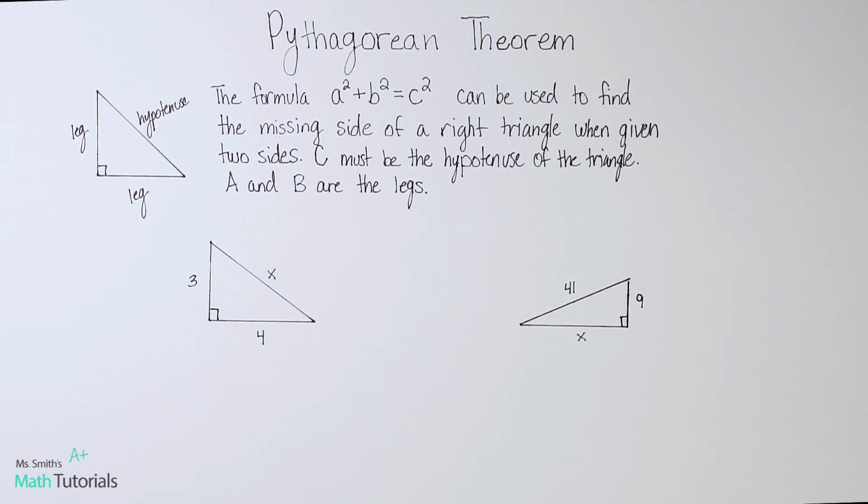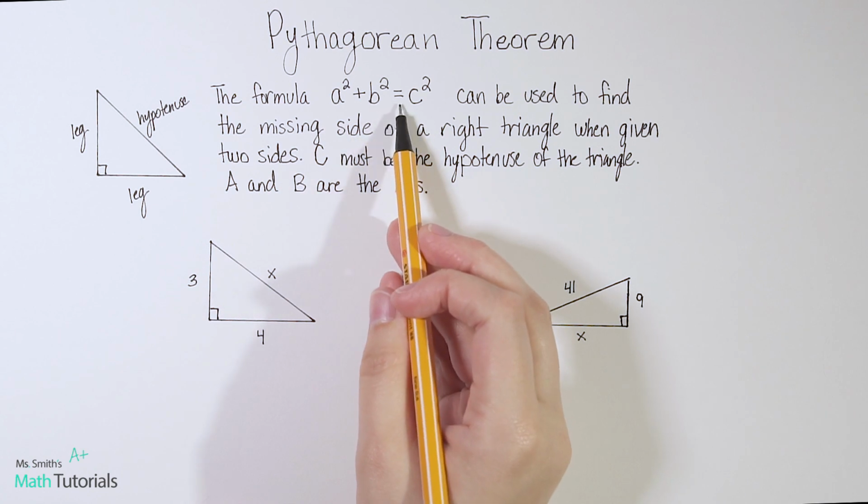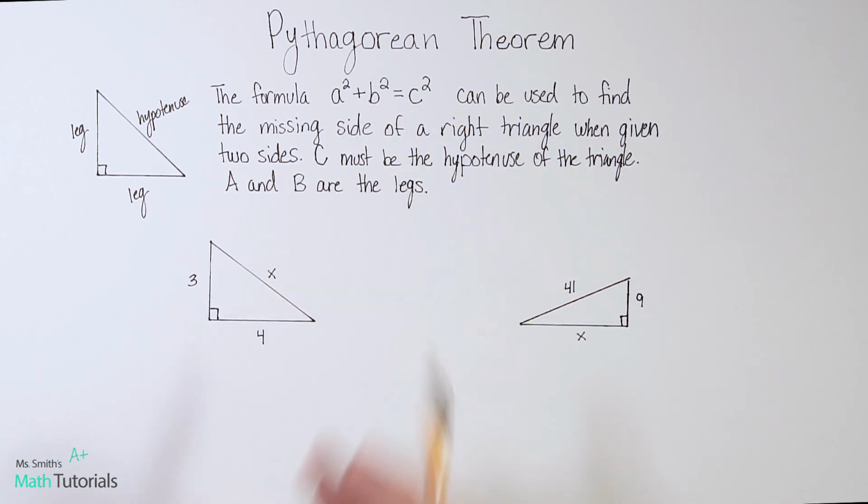I'm Miss Smith. In this video, we're going to be talking about the Pythagorean Theorem. The Pythagorean Theorem is basically a formula: a squared plus b squared equals c squared. It can be used to find the missing side of a right triangle when given two sides.